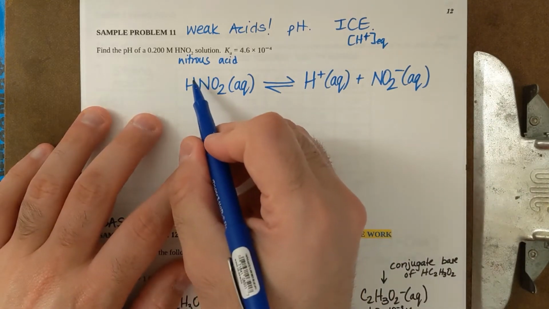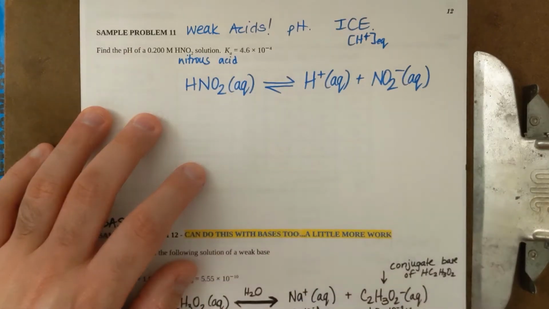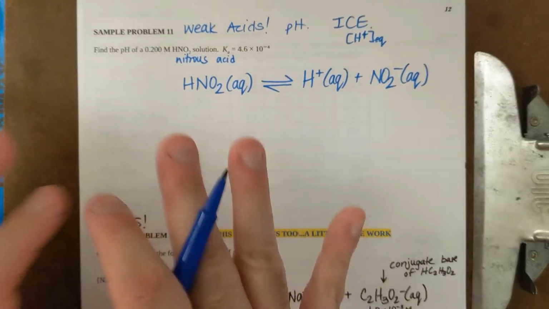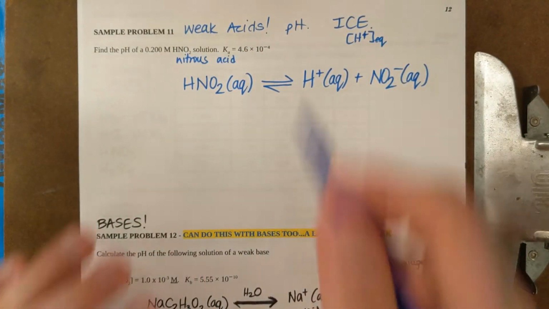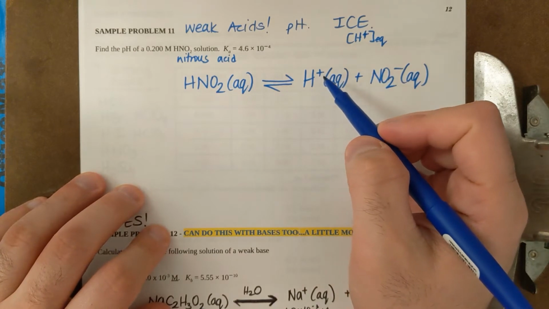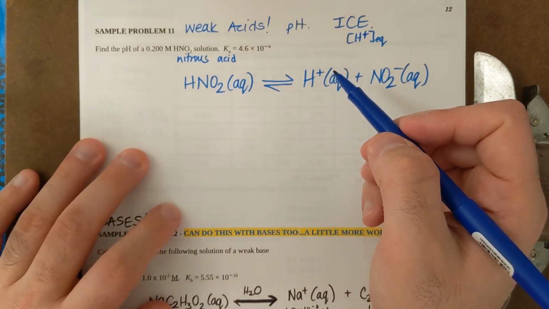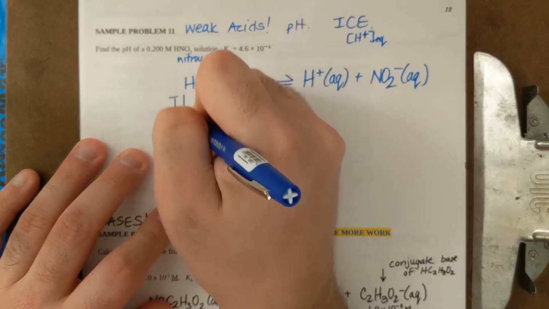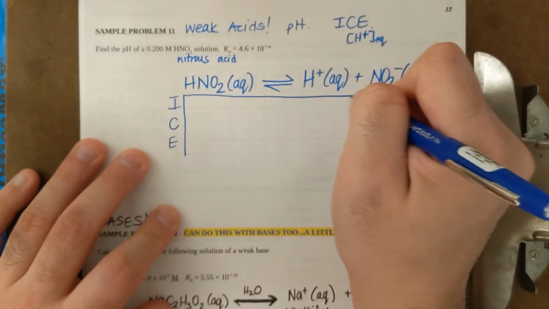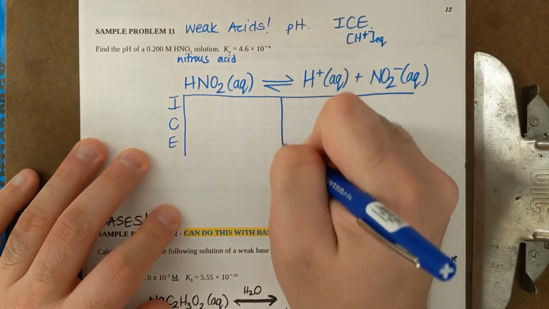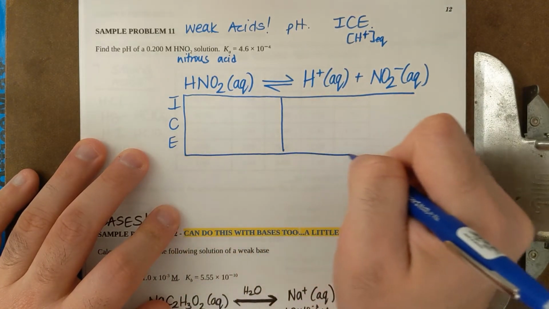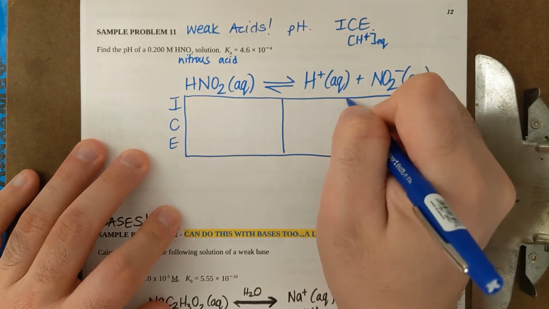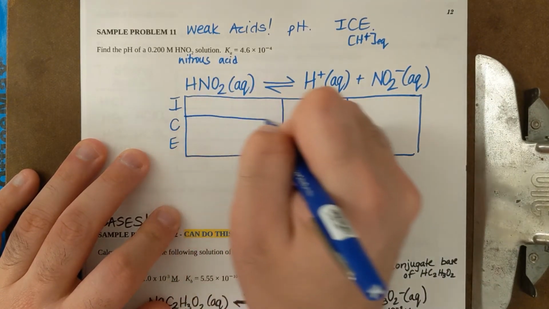And again, H plus always breaks off of some A minus. And now I gotta figure out what's going to be my concentration of H plus at equilibrium. Well, the only way I could figure that out is by using an ICE table. So I'm going to set myself up an ICE table. This is the procedure for calculating the pH of a weak acid. You need to do an ICE table. Always, always, always.